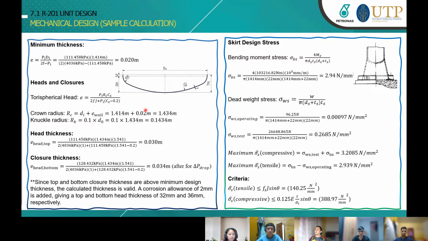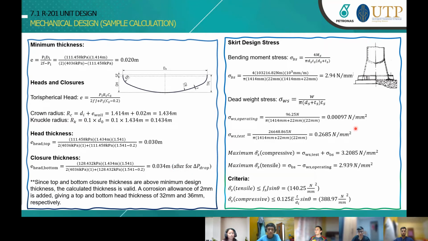Torus spherical head is selected for this head design with the following correlations. The crown and knuckle radius are computed using the inside diameter and the minimum wall thickness. The computed head thickness for the top closure is 30 mm, while for the bottom closure is 34 mm, after accounting for differential pressure. Since the top and bottom closure thicknesses are above the minimum design thickness, the computed thickness is therefore valid. A corrosion allowance of 2 mm is also added, thus giving a top and bottom head thickness of 32 mm and 36 mm respectively.